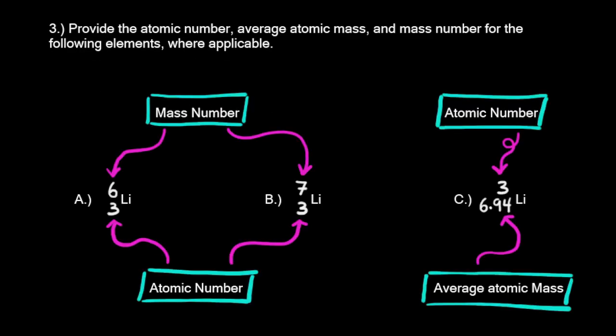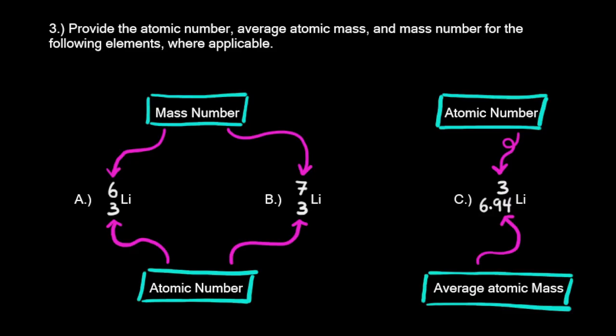The first two are two isotopes of lithium. They have the same number of protons, but they differ in the number of neutrons. The lithium atom in option A has an atomic number of 3 and a mass number of 6. Mass number is equal to the sum of the number of protons and neutrons. So if our lithium atom has a 3 for its atomic number, it means that it has 3 protons. So then it should have 3 neutrons to give us a value of 6 for the mass number.